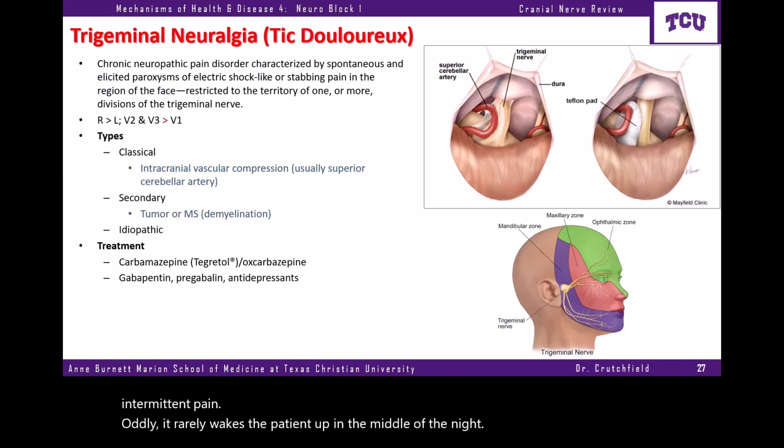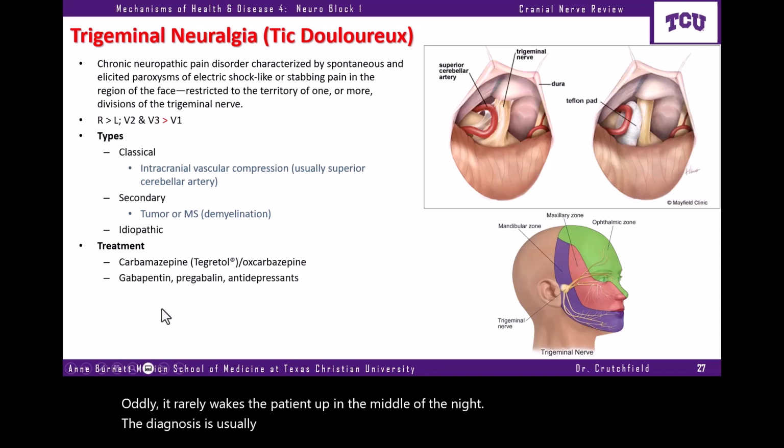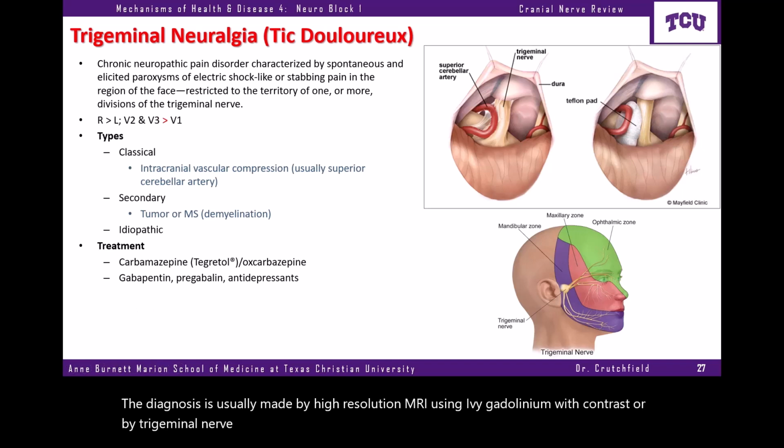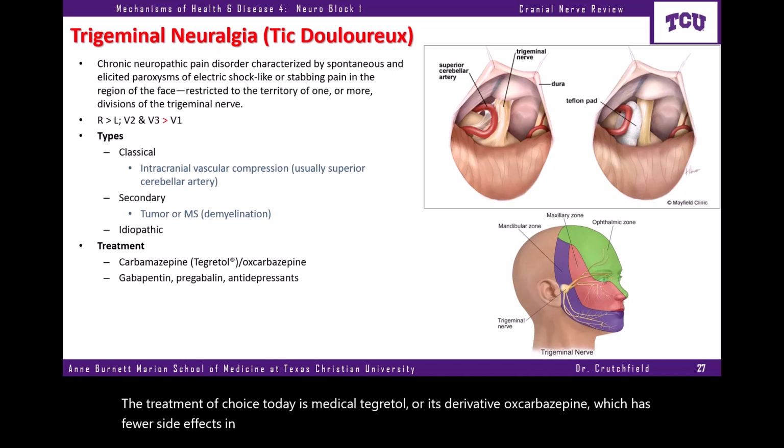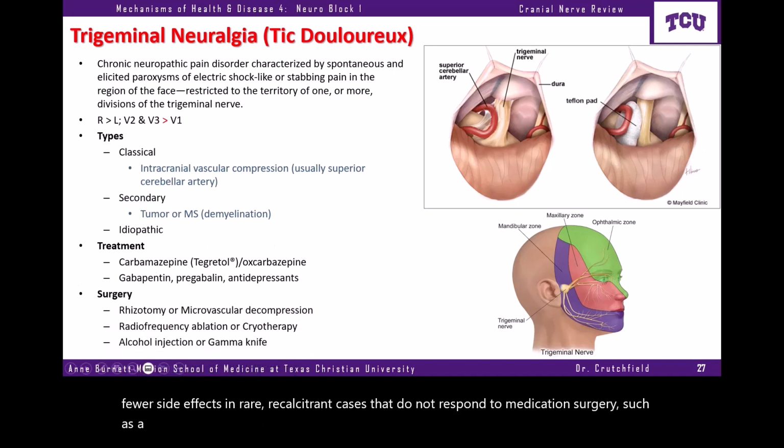The diagnosis is usually made by high-resolution MRI using IV gadolinium contrast, or by trigeminal nerve reflex testing, which is rarely done. Once the diagnosis is confirmed and hopefully the cause can be found, then the treatment can be instituted. The treatment of choice today is medical, Tegretol or its derivative, oxcarbazepine, which has fewer side effects. In rare recalcitrant cases that do not respond to medication, surgery, such as a rhizotomy, may be performed.